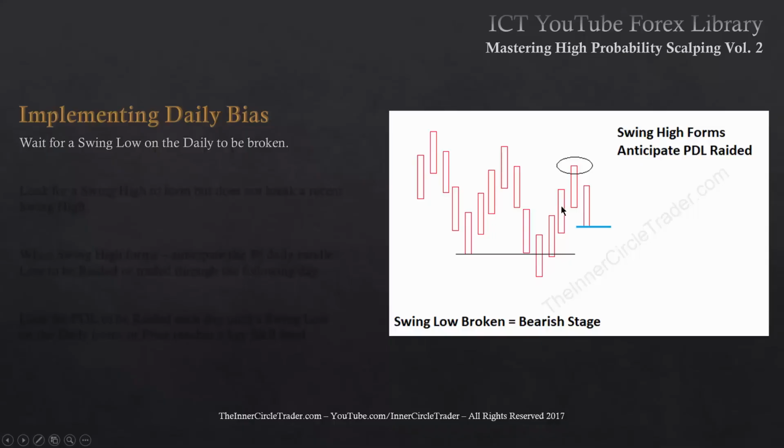We wait for a retracement. When we get the daily swing high formed, the third candle here that makes a swing high, we're going to be anticipating that low to be violated the very next trading day. Key point is we don't want to see this swing high break a previous swing high immediately before the swing low that has broken a previous swing low.